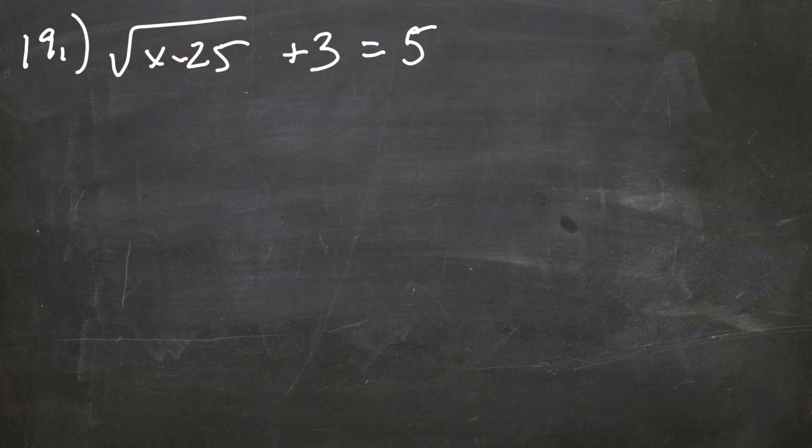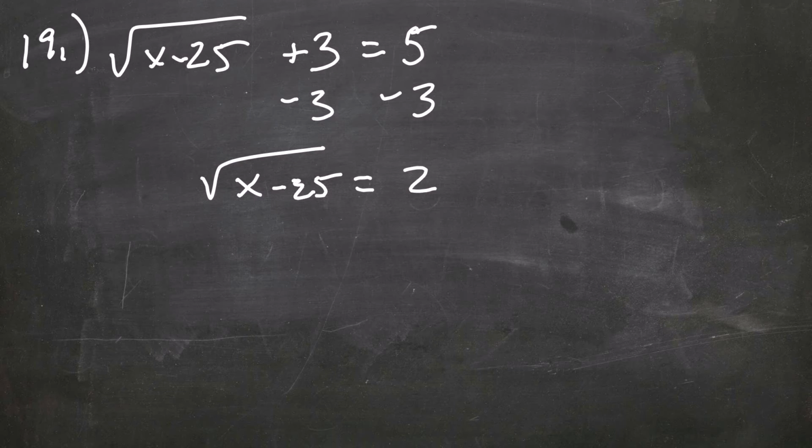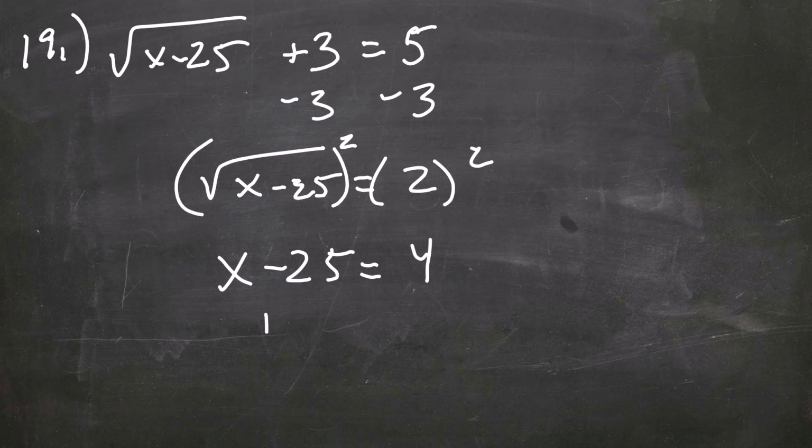All right, in 18, I have the square root of x minus 25 plus 3 equals 5. First thing I do, let's subtract 3 from both sides. So I get square root of x minus 25 equals 2. I square both sides. Get x minus 25 equals 4. I add 25 to both sides because that's how I get rid of the subtraction. I get x equals 29.